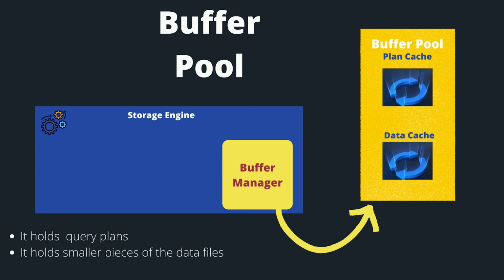And what that's going to do is, again, as we said, it will send that execution plan to the buffer pool in the plan cache, and also manage data that's in the data cache, right? And how that happens is that the buffer pool holds the two main components that we have to remember. There are more, but the two main ones are the plan cache, which has those execution plans, and the data cache, which has smaller pieces of the data files.